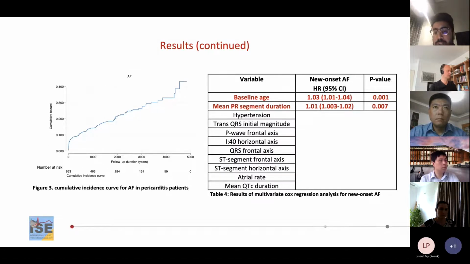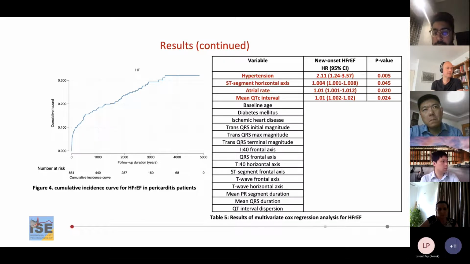Table 4 assesses the risk of new onset AF and demonstrates an abundance of variables that were found to be associated with new onset AF in pericarditis, with baseline age and the mean PR segment duration showing a positive association after adjustment. And regarding the prediction of new onset heart failure in pericarditis from Table 5, we can see that the presence of comorbid hypertension, ST segment horizontal axes, atrial rate, as well as the mean QTc interval were again all predictors of heart failure development.